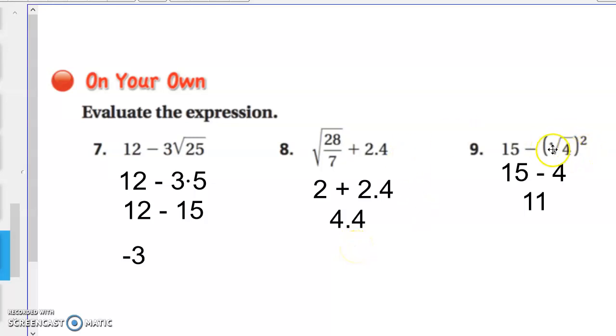And last one here, square root of 4 squared is just going to give me 4. So 15 minus 4 is 11.